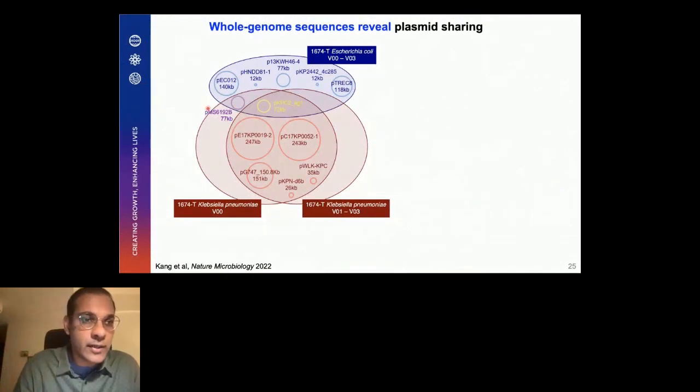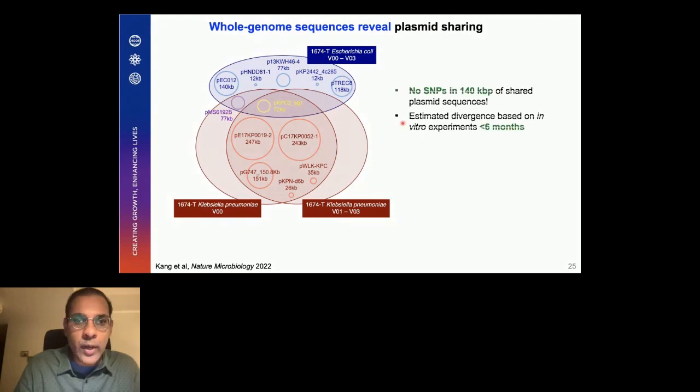So in this individual 1674T, we see that among the several plasmids that we assemble from the isolates, there's a sharing of two key plasmids. One of these, PKPC2SG1, is the plasmid that confers antibiotic resistance to carbapenems in Singapore, and we find that both of these plasmids do not have a single SNP between E. coli and Klebsiella pneumoniae, so they're highly similar. And based on in vitro experiments and estimates of divergence over time in vitro, we estimate that these two strains likely shared the plasmid less than 6 months in time, so potentially during gut colonization.